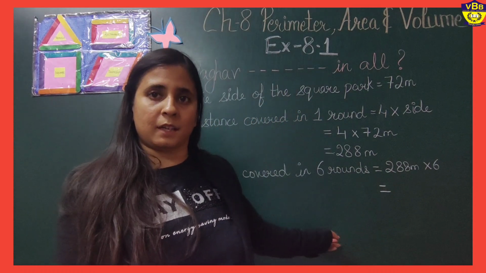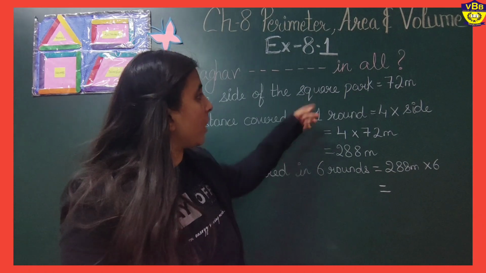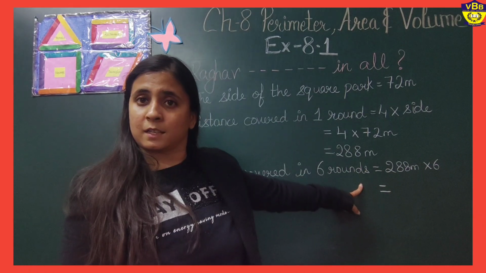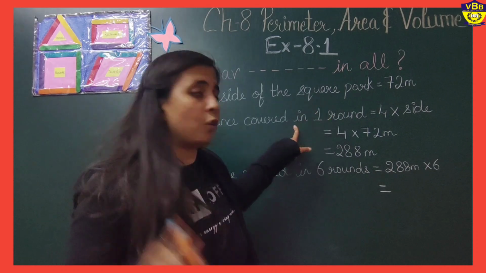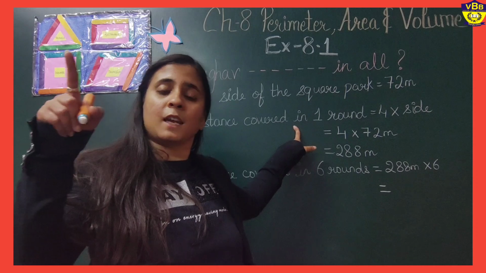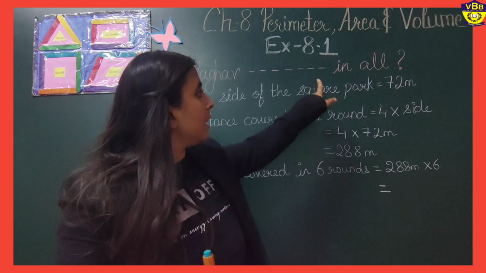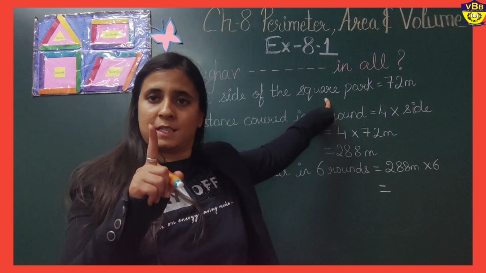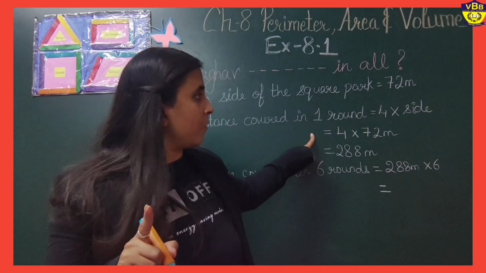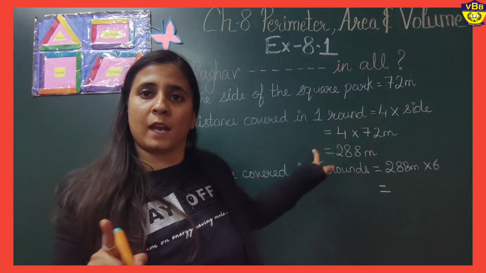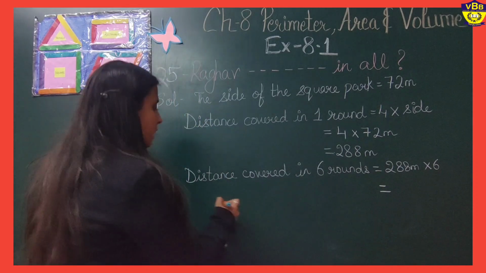I hope it is clear why we first found 288 and why we did not directly multiply it with 6. 72 is the side of the square park. It is not the whole round, because first he has walked around the square park, means he has covered all 4 sides, and they have told us only for one side. That is why first I found the distance covered by him in one round, that is the perimeter of the square. Now for 6 rounds we will simply multiply 288 with 6.